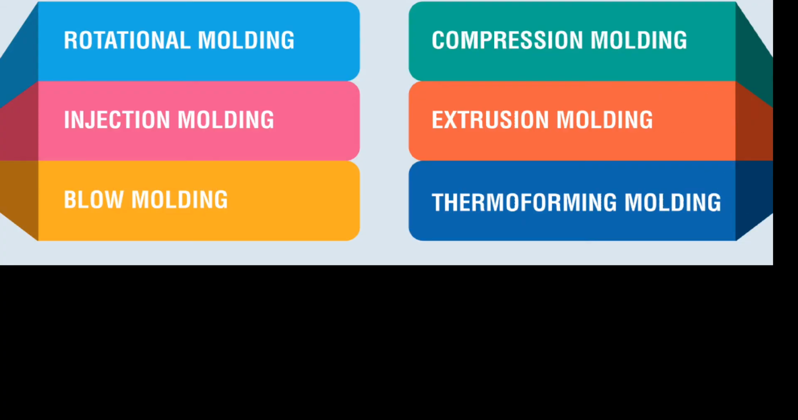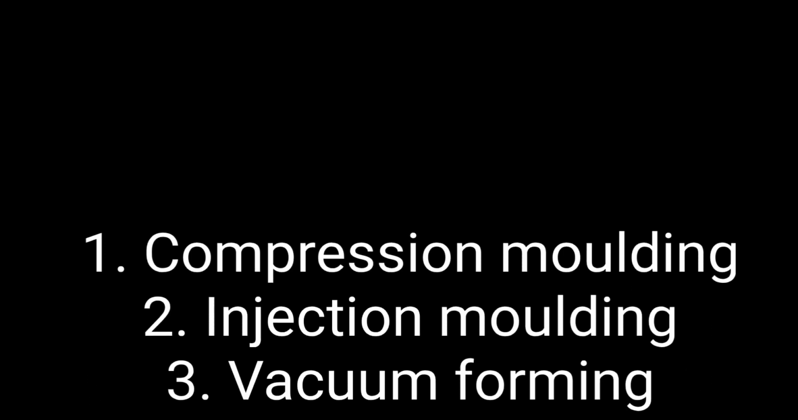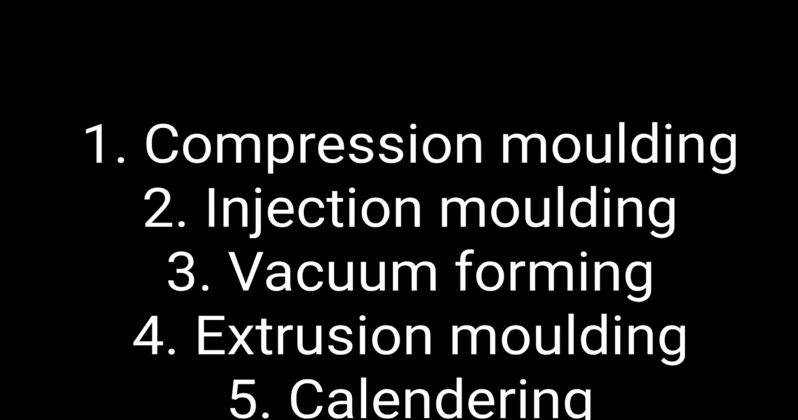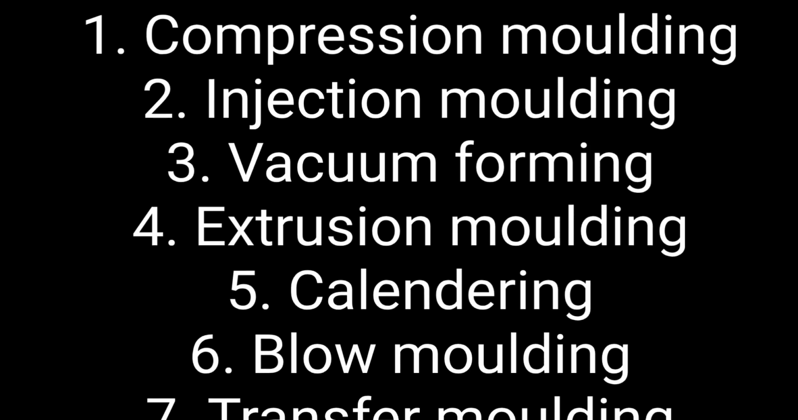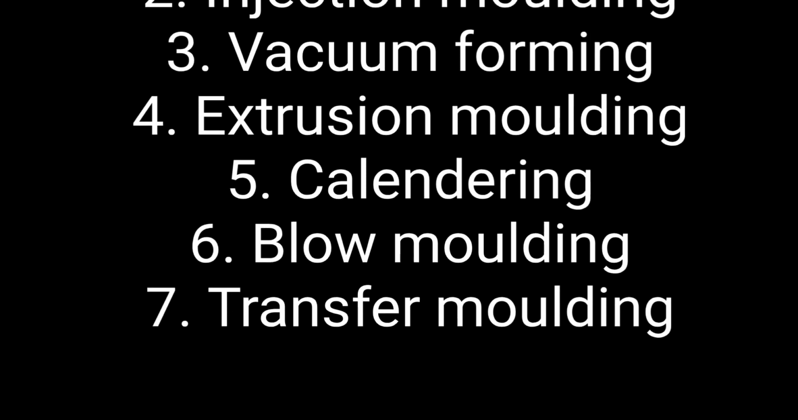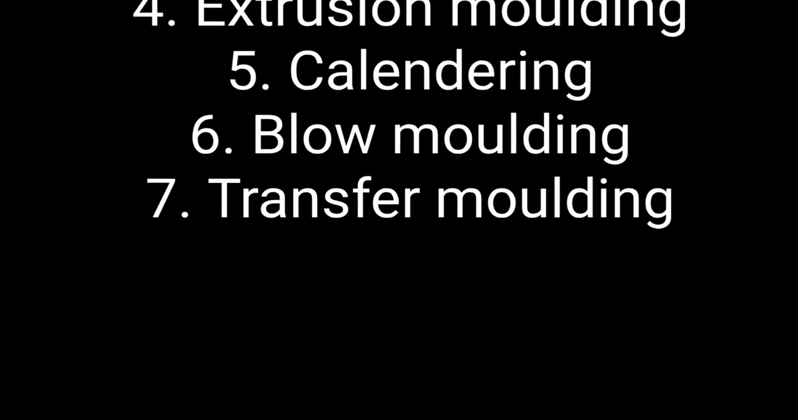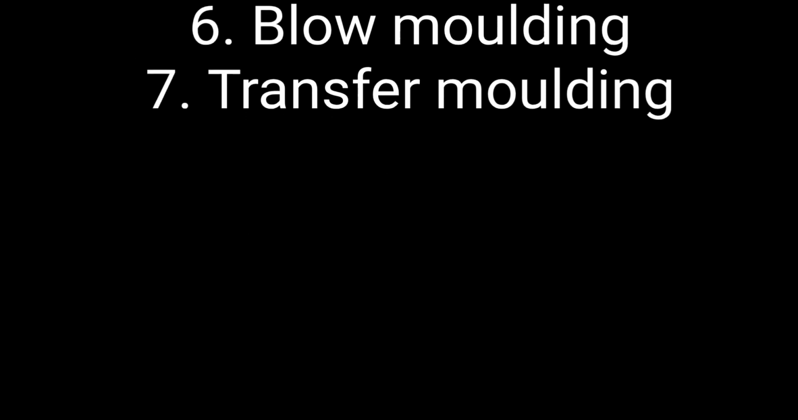The typical methods of processing plastics are compression molding, injection molding, vacuum forming, extrusion molding, calendering, blow molding. We are going to discuss each of them in detail.